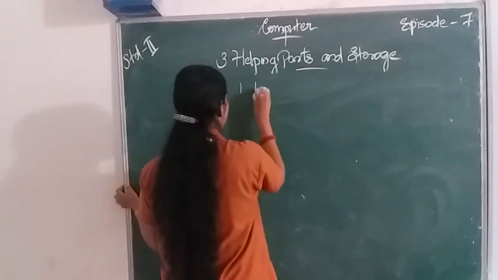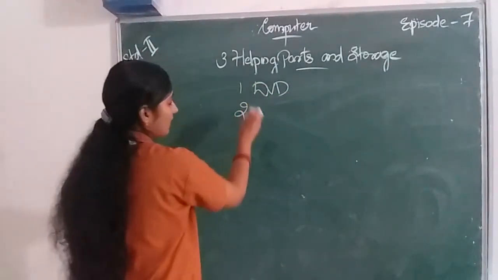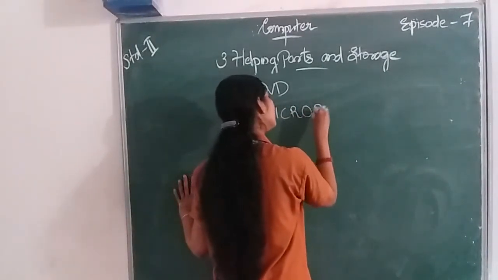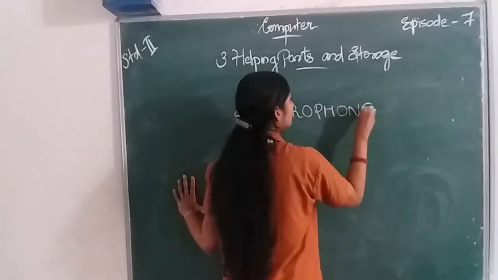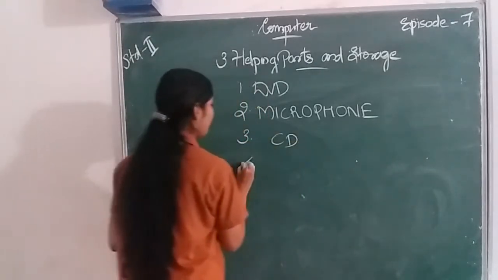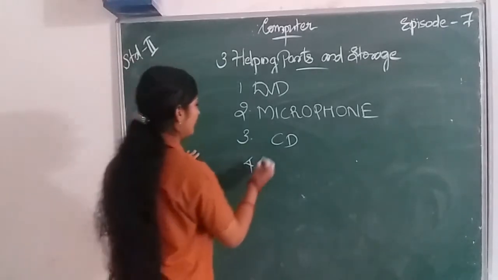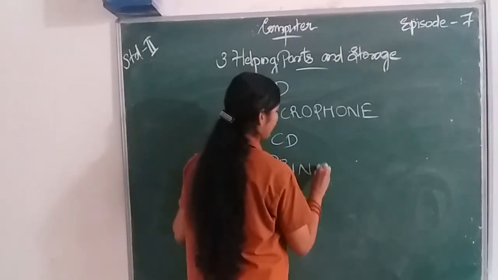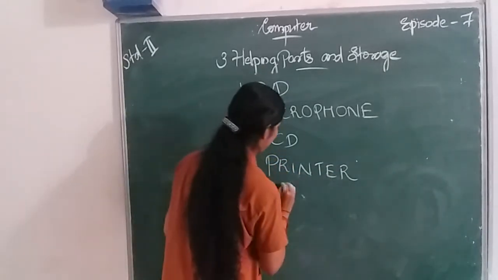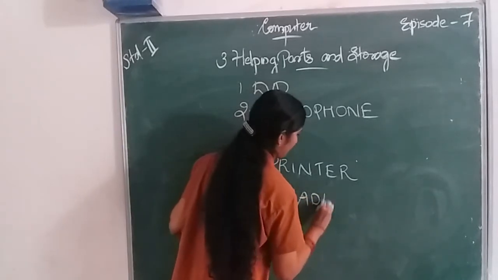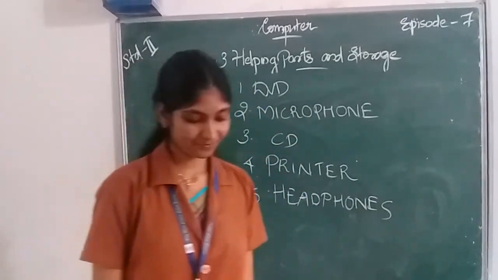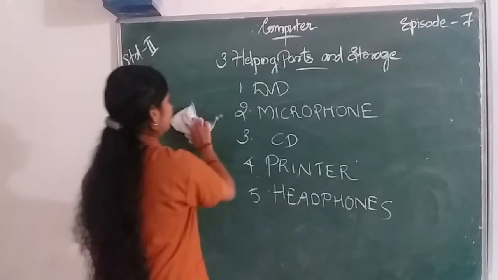Okay. Then, so what are the words here? First word DVD, second word microphone, third word CD, fourth word printer, and fifth word headphones. Right? Yes. Okay. Then worksheet number 4.